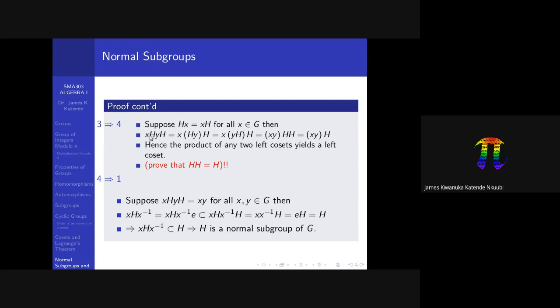So what we have shown is that if you multiply any 2 left cosets, you still end up with another left coset if H is a normal subgroup. We have used the fact that H is a normal subgroup and assumed that statement number 3 was true. So now we have shown that 3 implies 4. So now we need to show that 4 implies 1, and then we shall have shown that these 4 statements are equivalent.